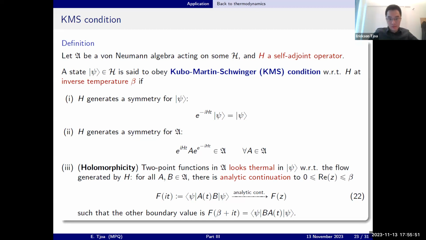In experiment what you are going to measure is f at the value of it and f at the value of beta plus it. You are not measuring anything inside the strip. But the technical definition of the KMS condition guarantees this result is always true. Basically, condition 3 tells you that these 2-point functions make sense automatically from the fact that there is an analytic continuation to this strip. So inside the strip, we don't even have to talk about whether we can measure it at all. Okay, so we are not measuring the strip.